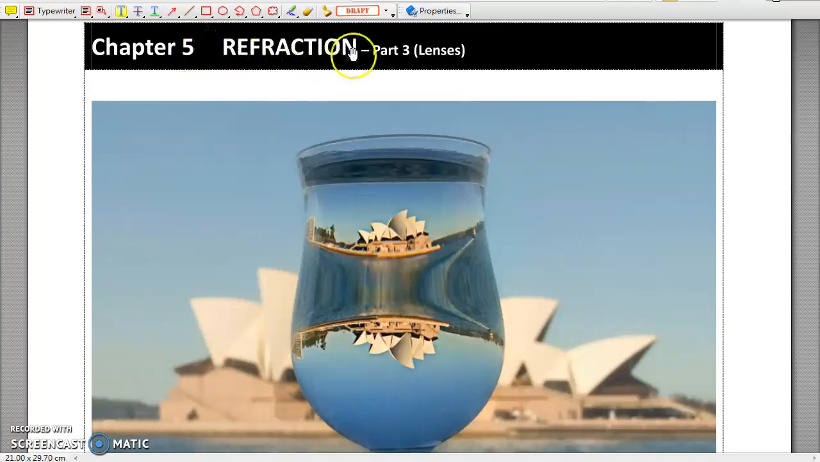Chapter 5 Refraction, Part 3: Lenses. Look at a wine glass. The wine glass can form two different images. For the image on the top, it is diminished and erect. And this part of the wine glass refracts light as a concave lens.